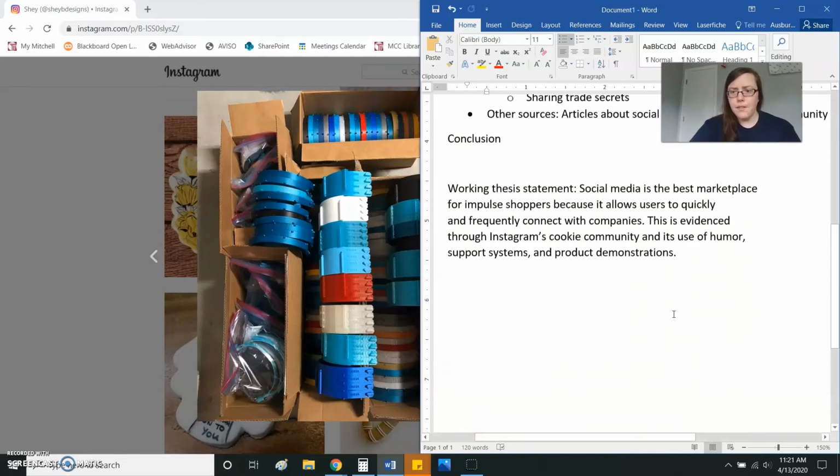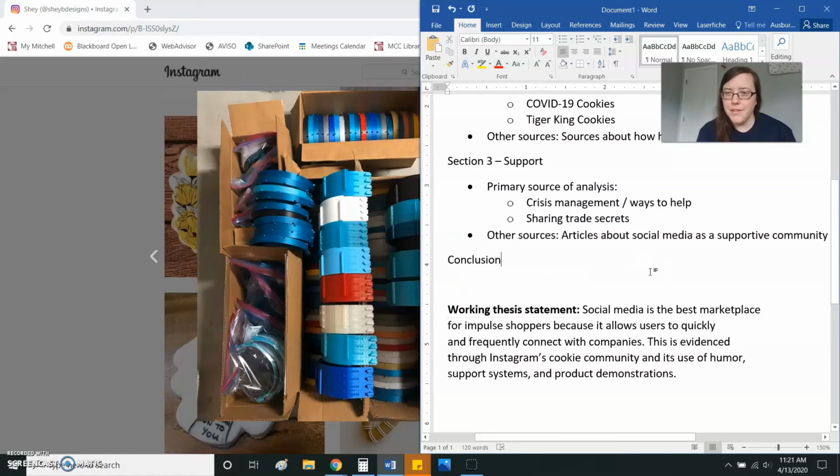And so this is what I came up with. By the way, this is a working thesis. I don't love it, but here's what I got. Social media is the best marketplace for impulse shoppers because it allows users to quickly and frequently connect with companies. This is evidenced through Instagram's cookie community and its use of humor, support systems, and product demonstrations.